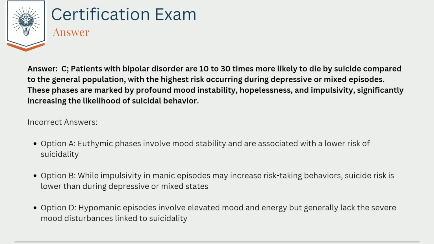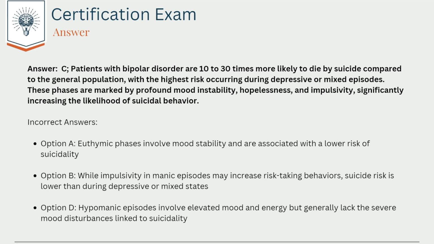Research from an article in the American Journal of Psychiatry consistently shows that the combination of severe depression and heightened energy or agitation dramatically increases the likelihood of suicide attempts. Recognizing this risk is going to be super important for timely interventions. So why are the others wrong? Option A, during a period of euthymia, which refers to the mood stability between episodes. Patients are generally more balanced and are at lower risk for suicide during these times. But it is important that we remain vigilant.